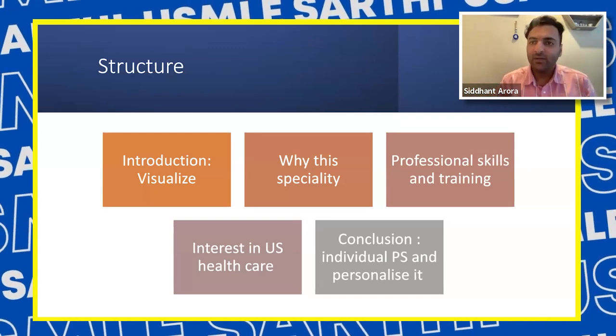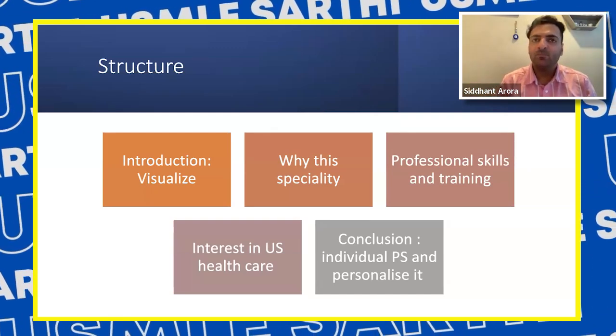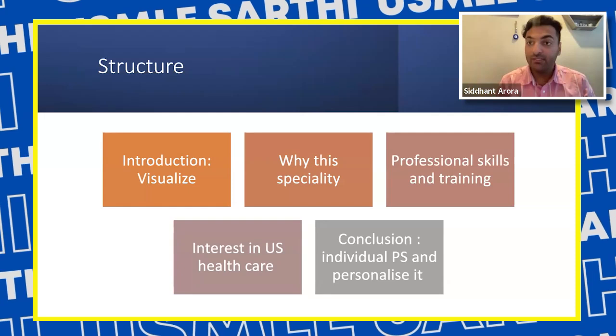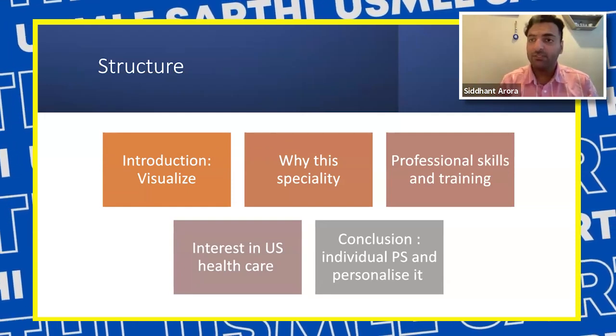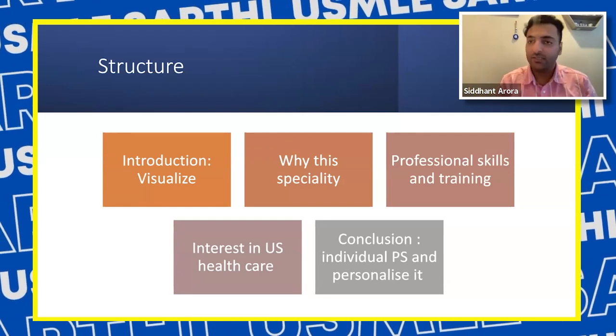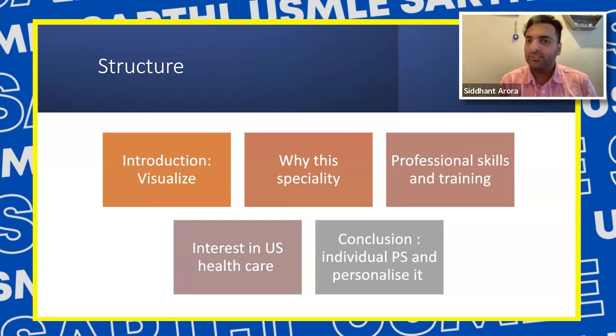The second one, this is why you're telling them why you want to do this thing in particular. When you become a physician, there are lots of things that you can do. We all know the subspecialties, right?